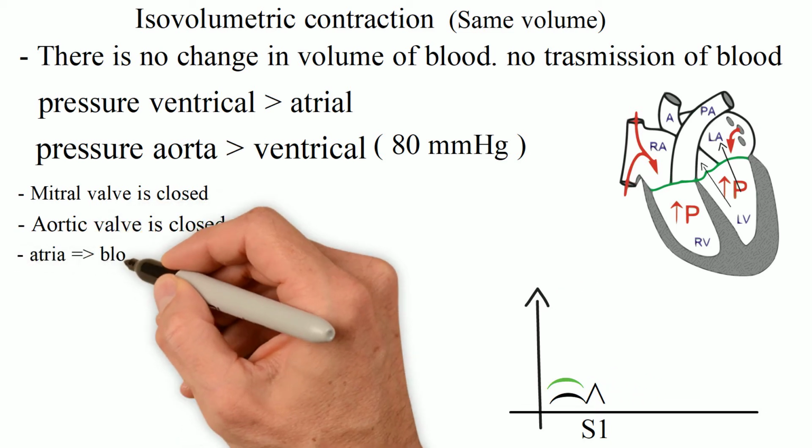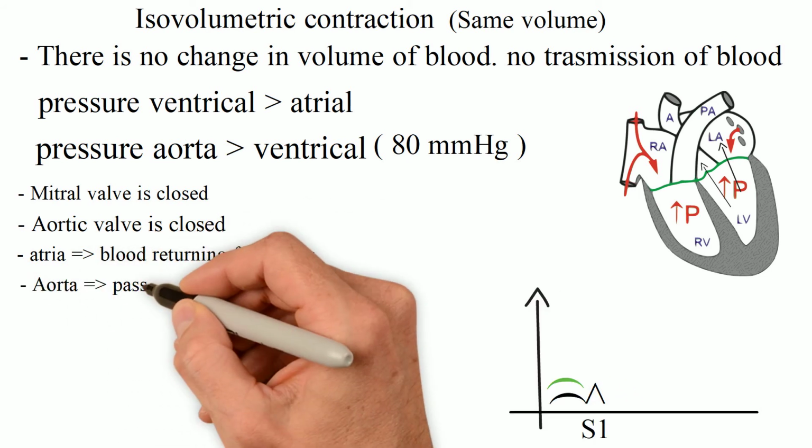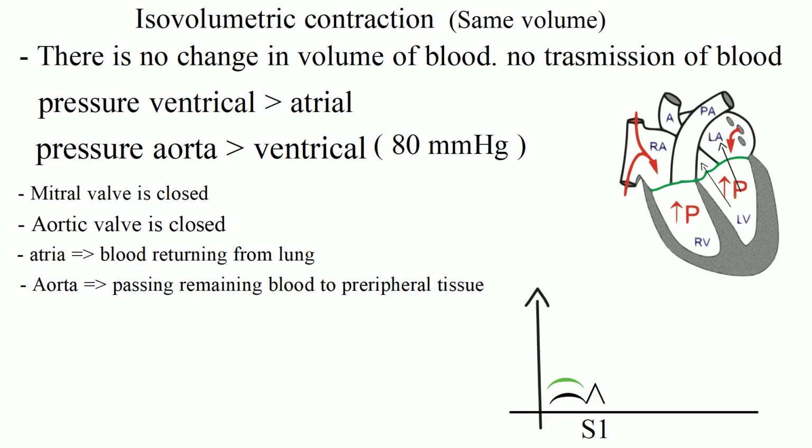The atria in this phase are receiving blood from the lungs and the aorta is still passing the remaining blood to the peripheral tissues. Now, as the pressure in the ventricle is greater than the atrial pressure, you can see in the graph there is a rise in the pressure of the ventricle, which is shown by the green line.